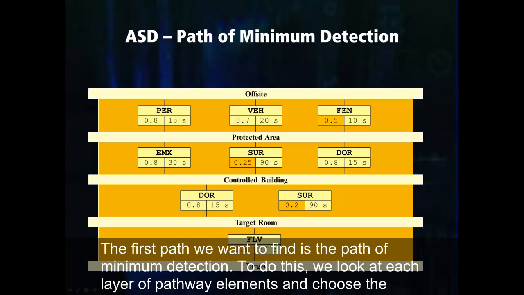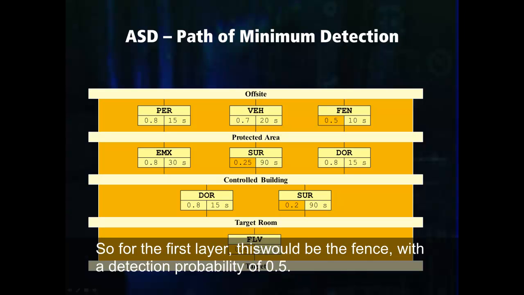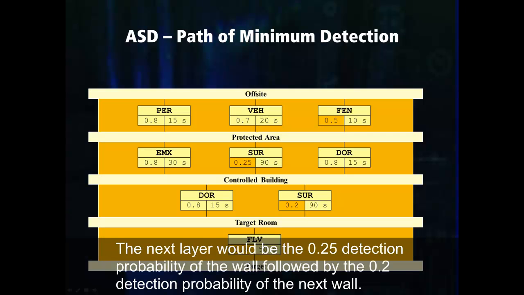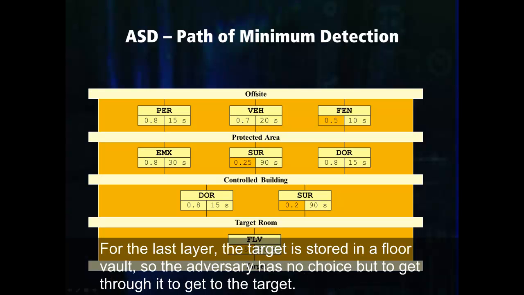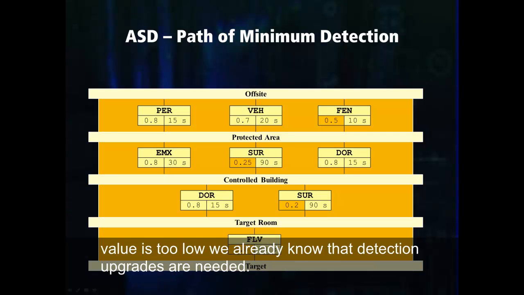The first path we want to find is the path of minimum detection. To do this, we look at each layer of pathway elements and choose the element with the least detection probability on that layer. So for the first layer, this would be the fence with a detection probability of 0.5. The next layer would be the 0.25 detection probability of the wall, followed by the 0.2 detection probability of the next wall. For the last layer, the target is stored in a floor vault that the adversary has no choice but to go through to get to the target. The path of minimum detection yields the best case probability of interruption for the system. So if this value is too low, we already know detection upgrades are needed.